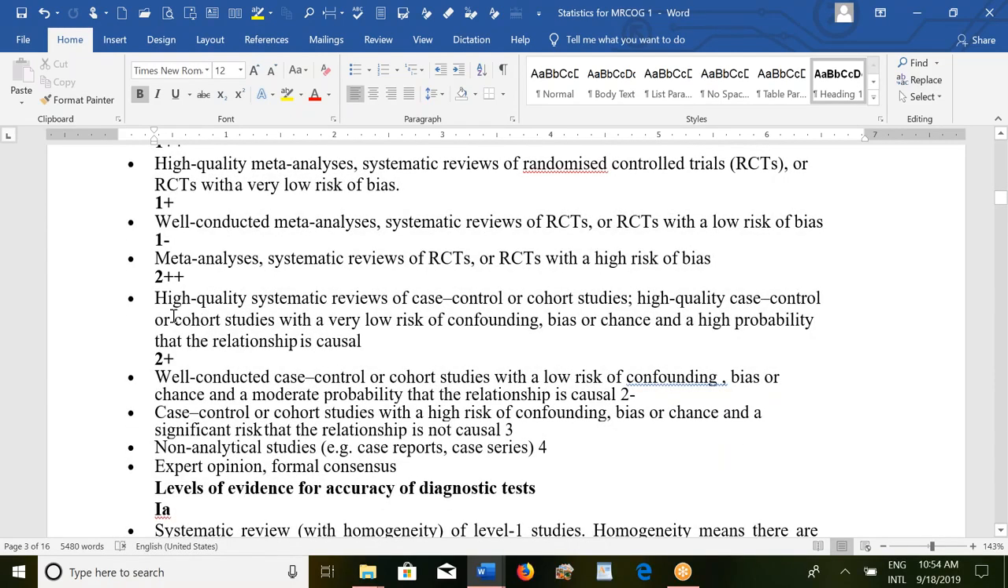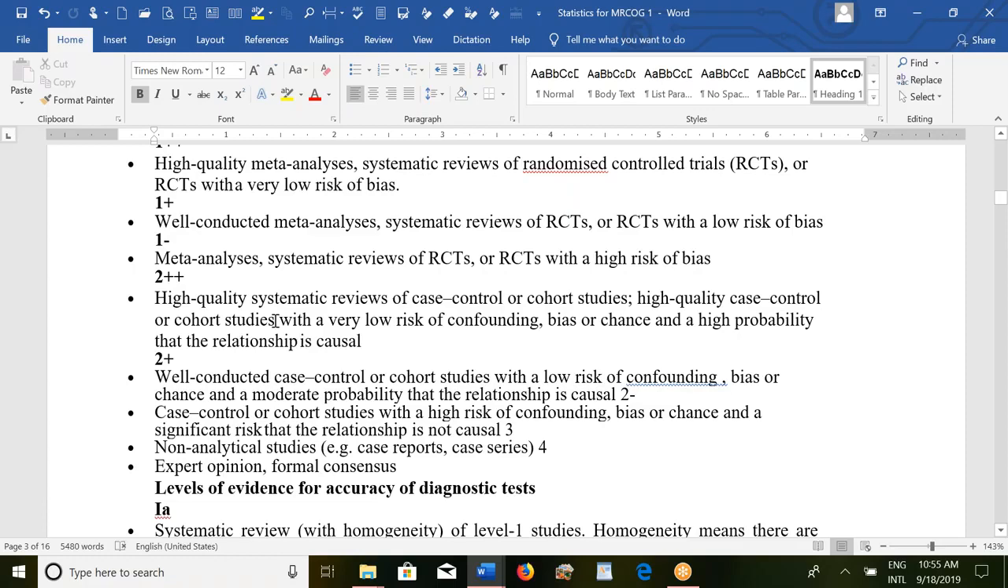Then 2++: high quality systematic reviews of case control or cohort studies, high quality case control or cohort studies with a very low risk of confounding bias or chance and a high probability that the relationship is causal.